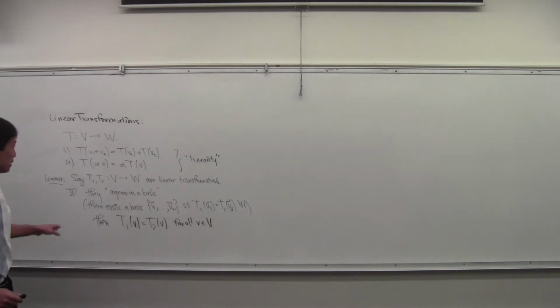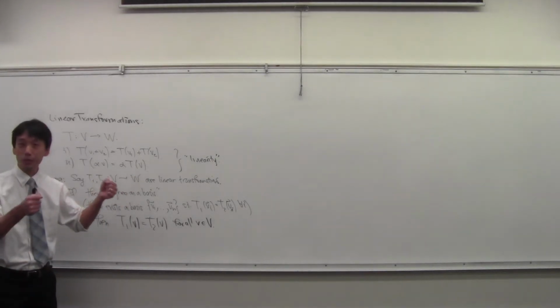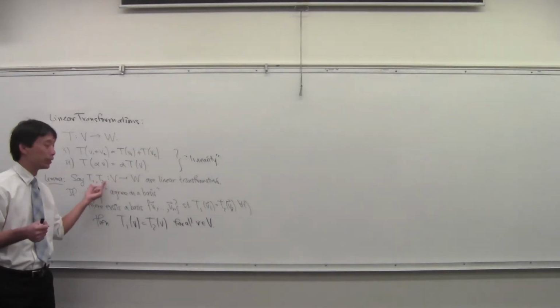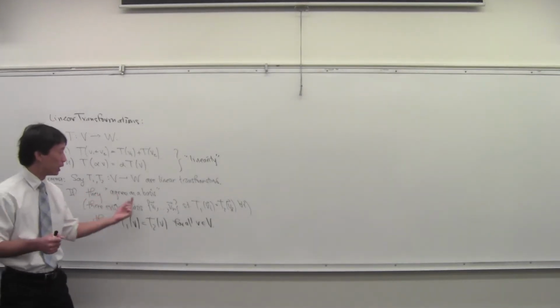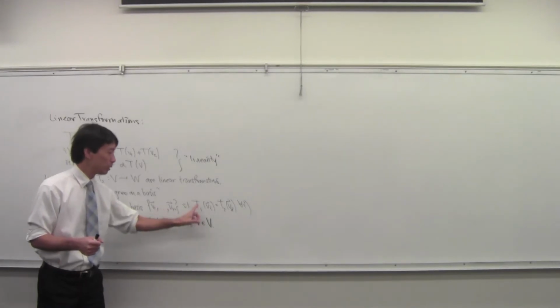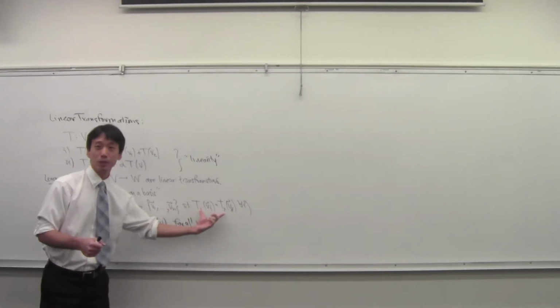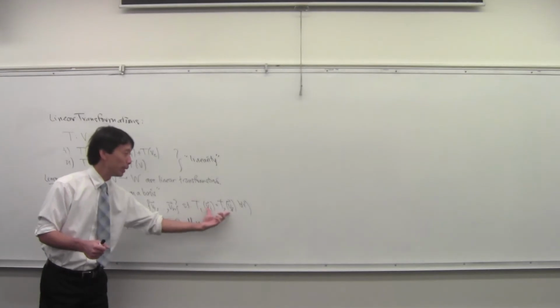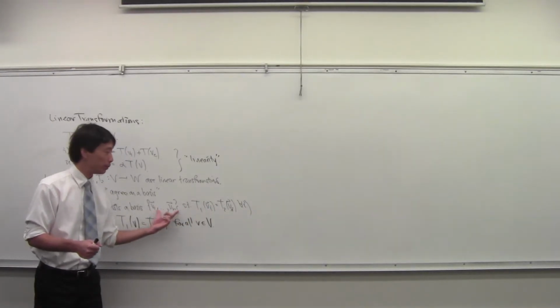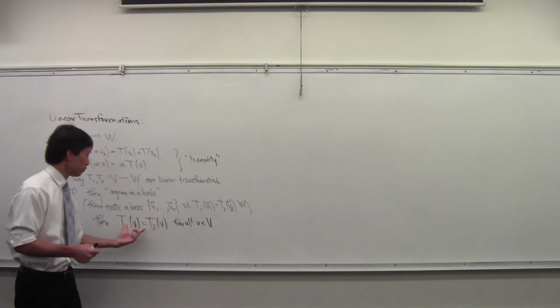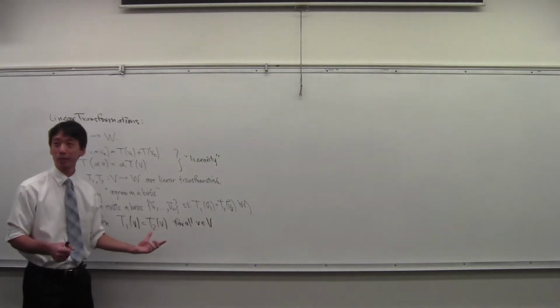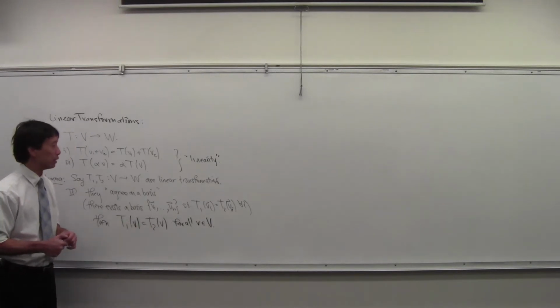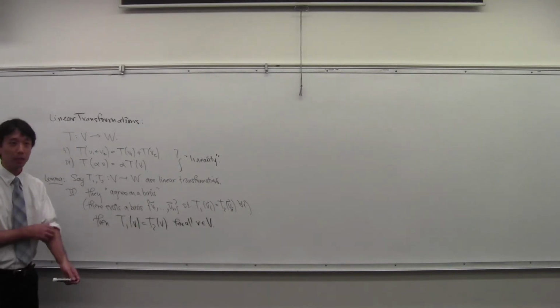So let me say it again. You've got these two linear transformations, and you have a basis. On each element of the basis, the two transformations give the same result. Then they're going to give the same result on every vector in the whole space. Okay, so think about it for a minute and see if you can explain why that happens.